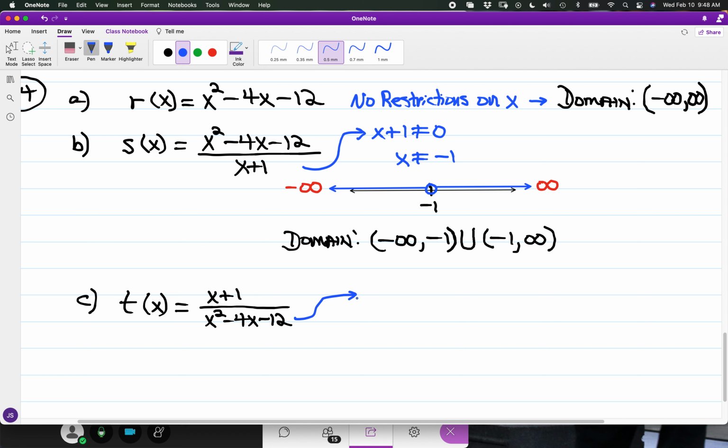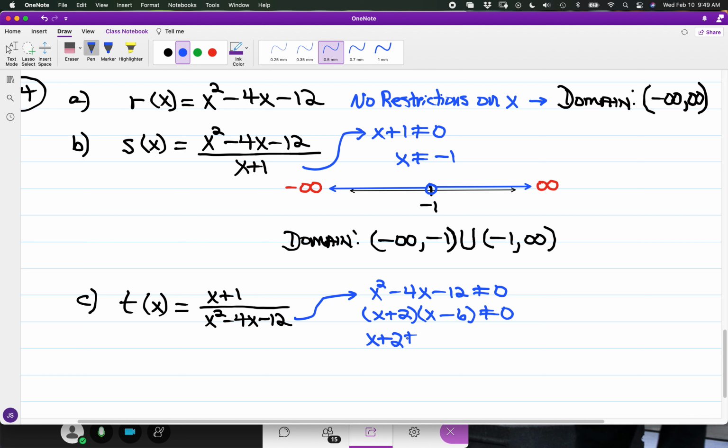So with t of x, again, x squared minus 4x minus 12 cannot be 0. And if the whole expression cannot be 0, then neither can its factors. So for the factors of the trinomial, we're going to have x plus 2 and x minus 6. And looking for the exclusions.